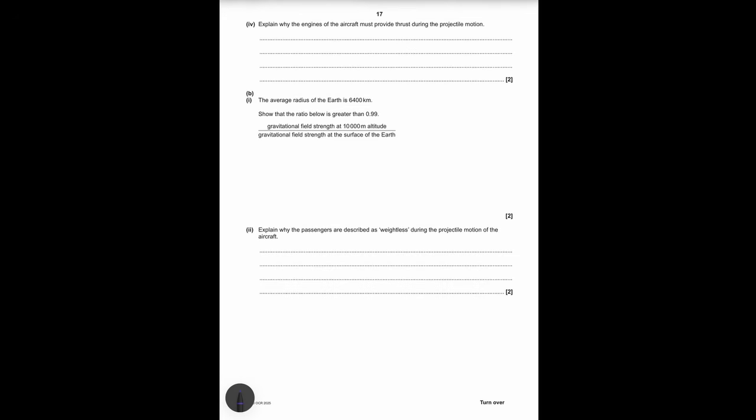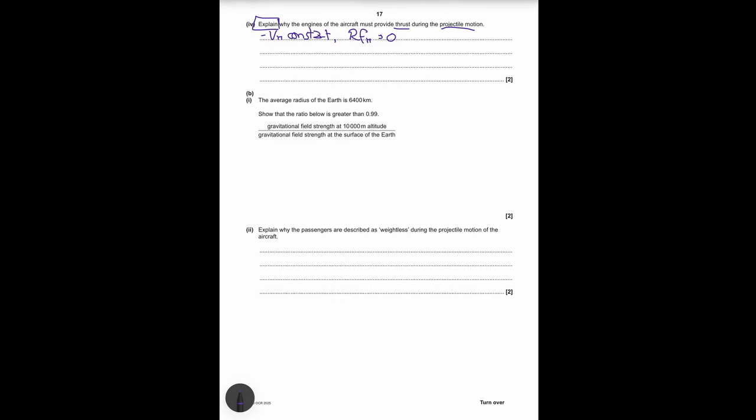Okay, so this next part is an explain question. So what I'm going to do is law, principle, formula first if I can. And it says, why do the engines have to produce thrust during the projectile motion? Well, when it's projectile motion, what's the law, principle, formula? We've already said the horizontal velocity has to be constant. And if the horizontal velocity must be constant, the resultant force horizontally must be equal to 0. And obviously you're going to be writing this out in full when you're doing it. So that's the law, principle, formula I've got.